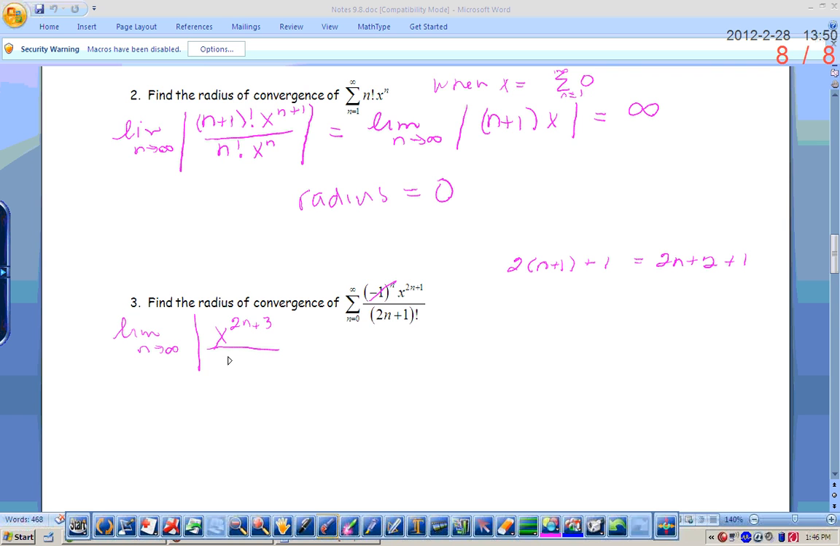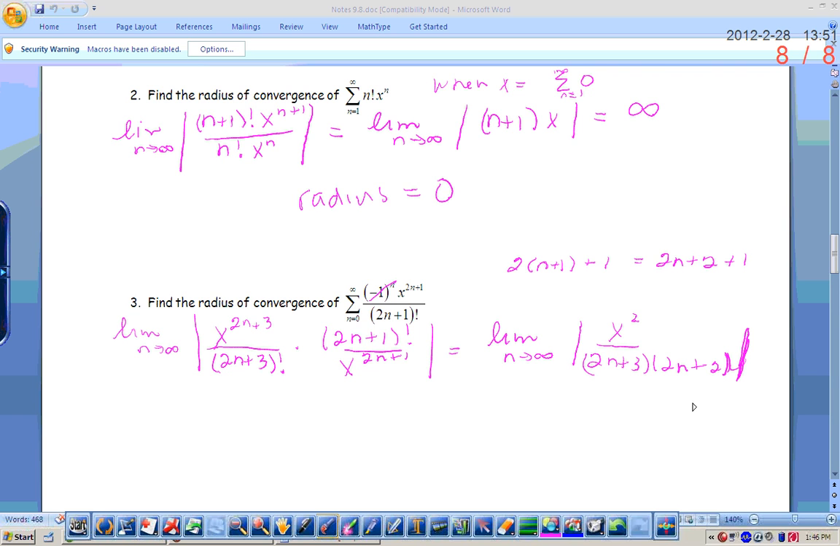All right, so therefore on the bottom we have 2n plus 3 factorial. And then instead of dividing by a sub n, I'm going to multiply by the reciprocal of a sub n. Okay, my x to a power. When I reduce that, what do I get? x squared, right, on top, because if you subtract 2n plus 3 minus the whole quantity 2n plus 1, you're going to be left with 2. All right, and then the factorials, 2n plus 3 is bigger, so I'm going to have 2n plus 3 times 2n plus 2, and then the 2n plus 1 factorials cancel.